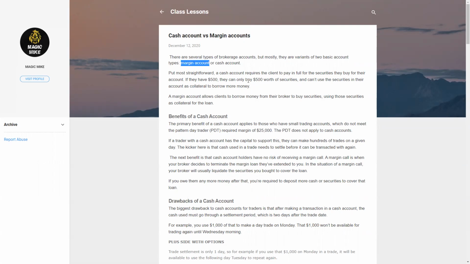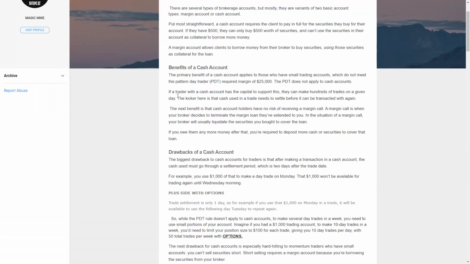But they're only giving you 3 trades a week, or a 5-day trading period. And that sucks, okay? Now, that was a rule that was changed back in, I think, 2008 or something, when we had the crash with markets. But anyway, that's another story. Now, a margin account allows clients to borrow money from their broker to buy securities, using those securities as collateral for the loan, okay?